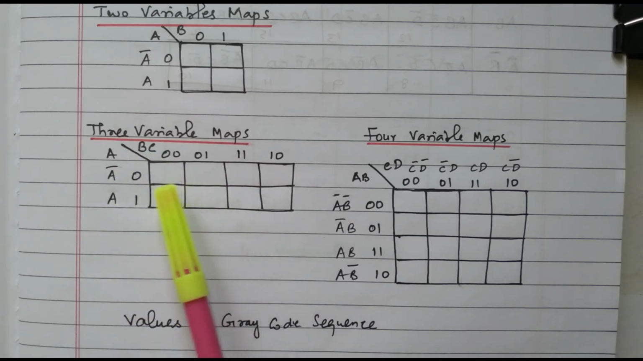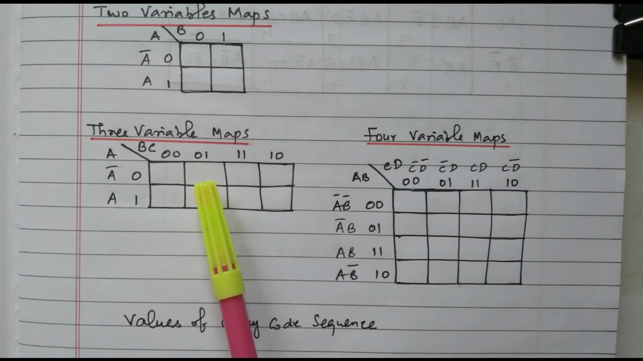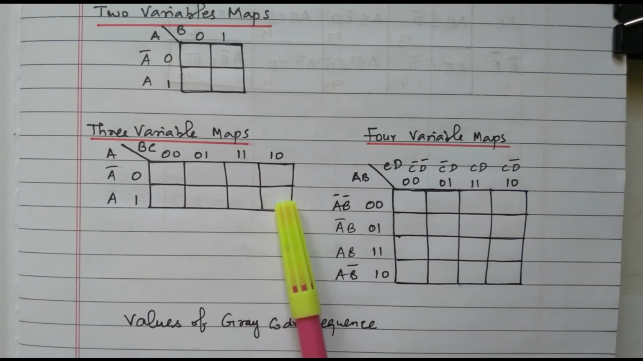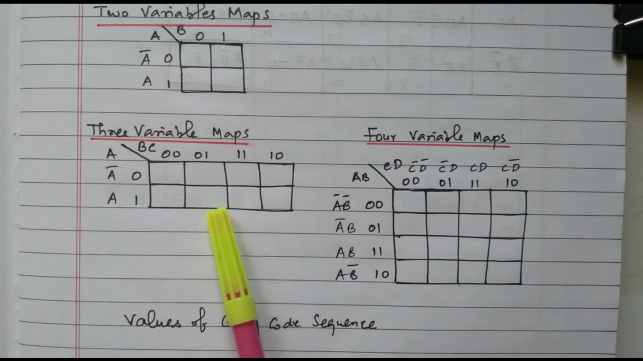Similarly, second one, 0, 0, 1. That is A bar, B bar, C. Like that, we can fill all the cells. For example, if you consider this last cell, it is nothing but 1, 1, 0. 1, 1, 0 means A, B, C bar. Like that, we can fill all the cells.